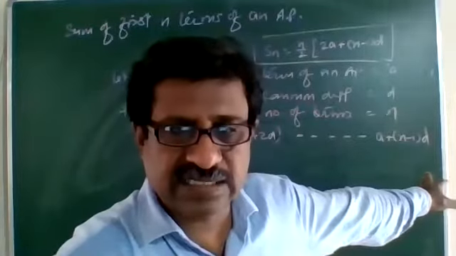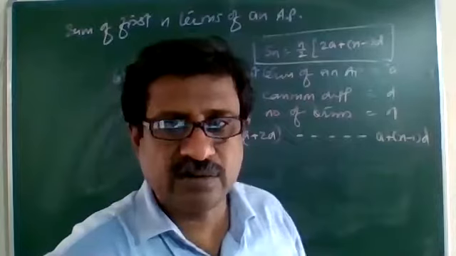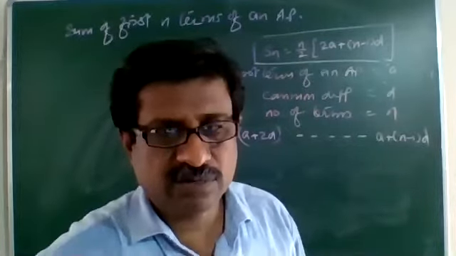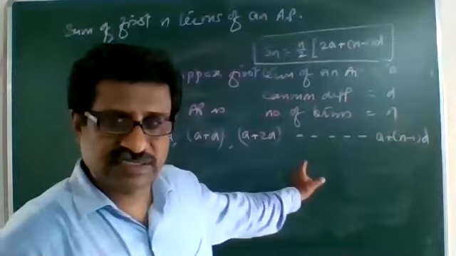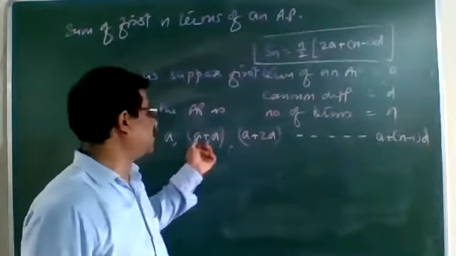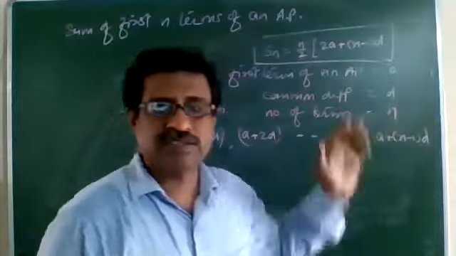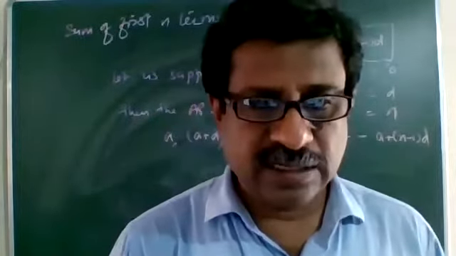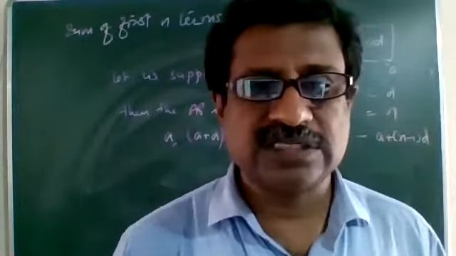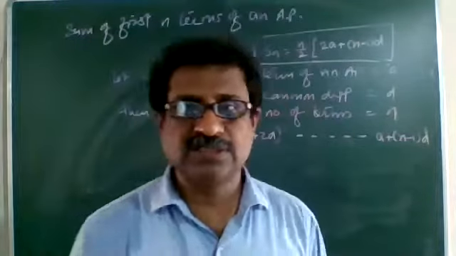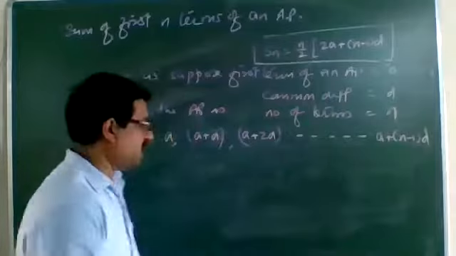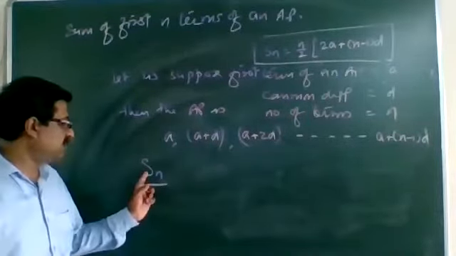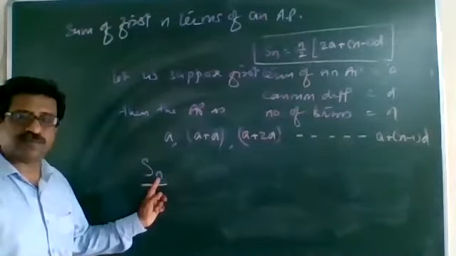In previous class, we have discussed how to find out the nth term of an AP. Therefore, an AP we got whose first term is a, common difference is d, then the AP will be a, a plus d, a plus 2d, and the last term will be a plus n minus 1 into d. In this particular class, we are trying to find out sum of all the terms of the AP. I'm here presenting it as Sn. Sn represents sum of n terms of an AP.